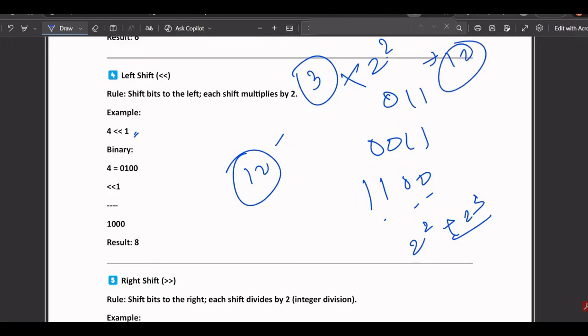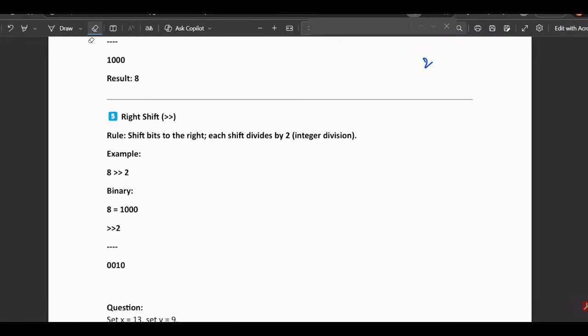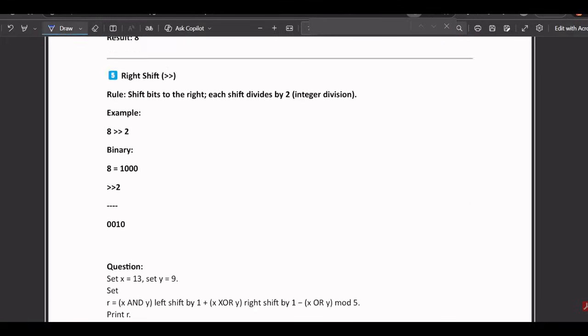So that's how we do the left shifts. We just multiply by 2 to the power. And the same for right shift, we divide by 2 to the power. So suppose we are doing 8 shifted 2 times. What will be our actual answer?